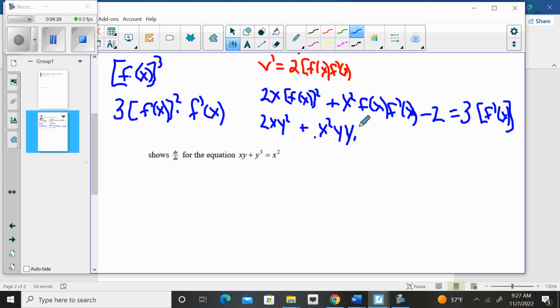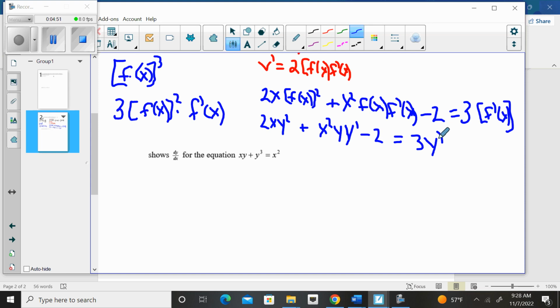Gosh, there's some extra little marks on here. Let me get the eraser out, and that's just a dot from my pencil. There we go. Okay, minus 2 equals 3y prime.